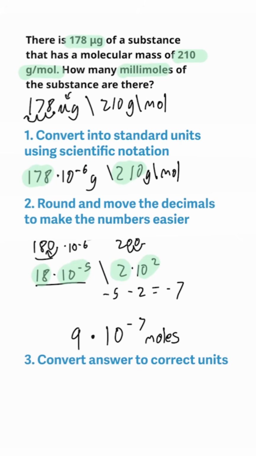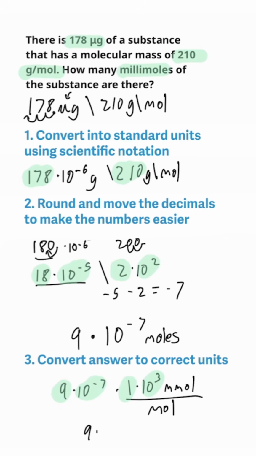To convert our answer to millimoles, we just write 9 times 10 to the negative 7 times 1 times 10 to the 3 millimoles per mole. And then use your same rules for scientific notation. So we multiply the 9 and the 1, and then we multiply the 10 to the negative 7 times 10 to the 3. And whenever you're multiplying, you add those exponents. So we end up with 9 times 10 to the negative 4 millimole.